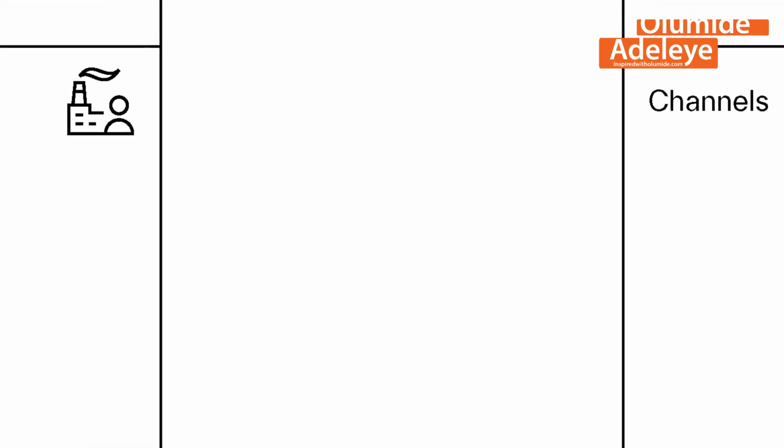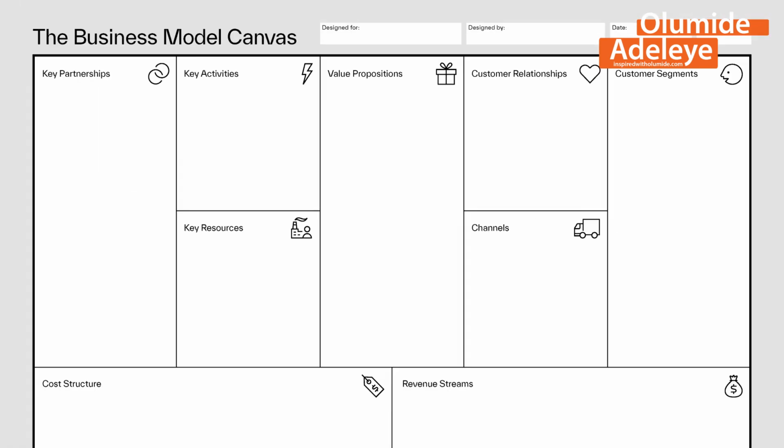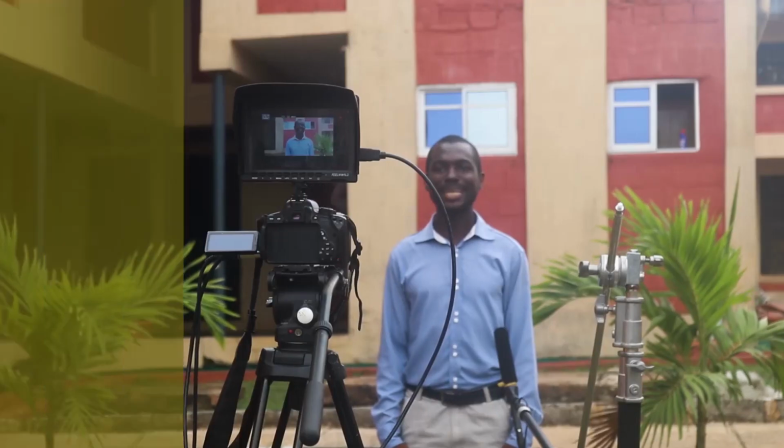And I want to teach you today about something called the business model canvas. So we're going to use this school as our example for understanding the business model canvas. And by the time you're done with this, you would know how to use the business model canvas tool to articulate your business model and to understand how your business actually works.